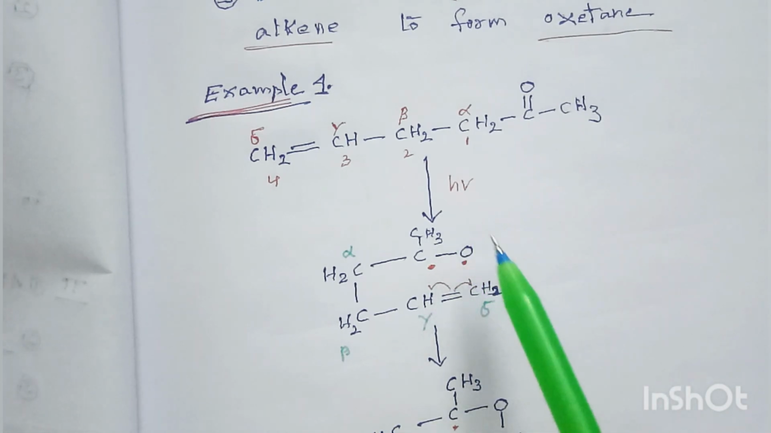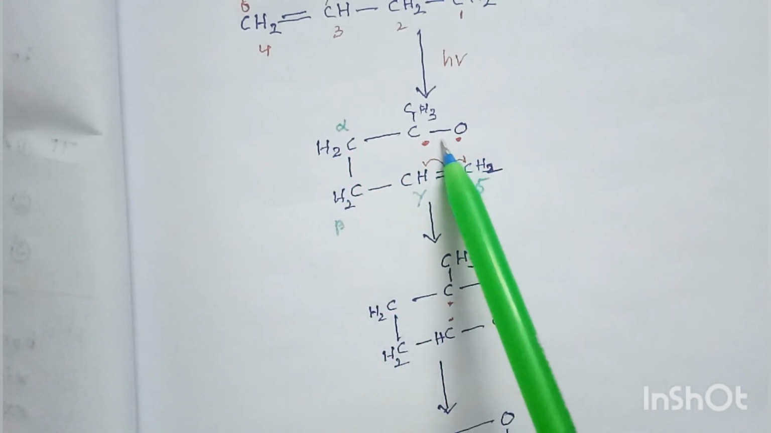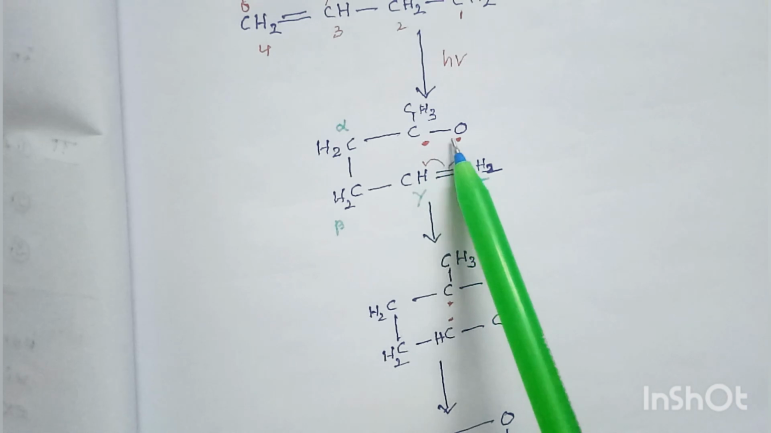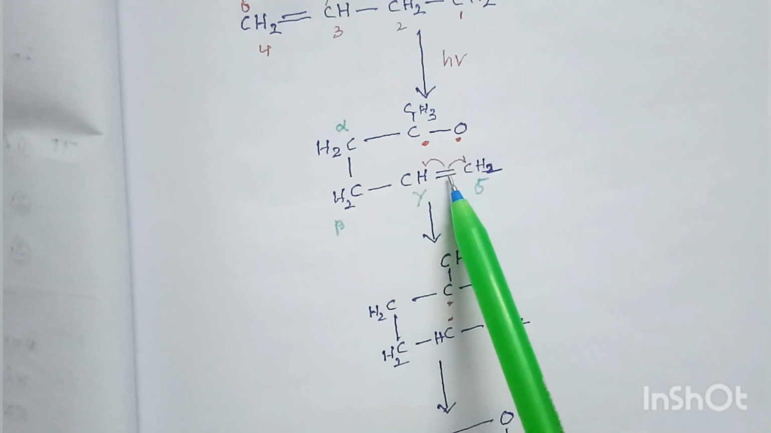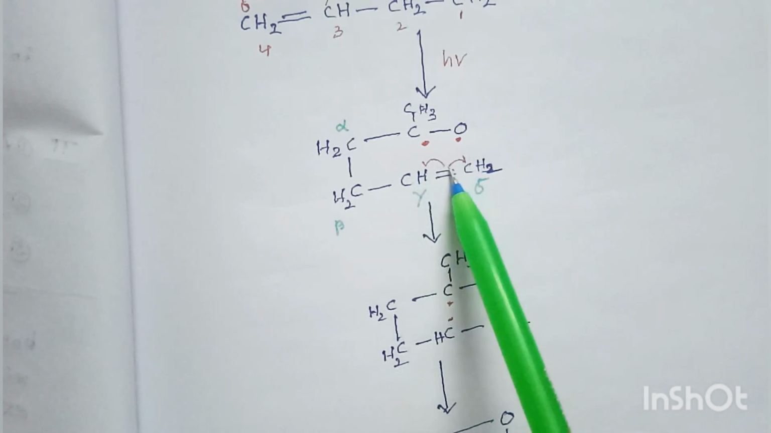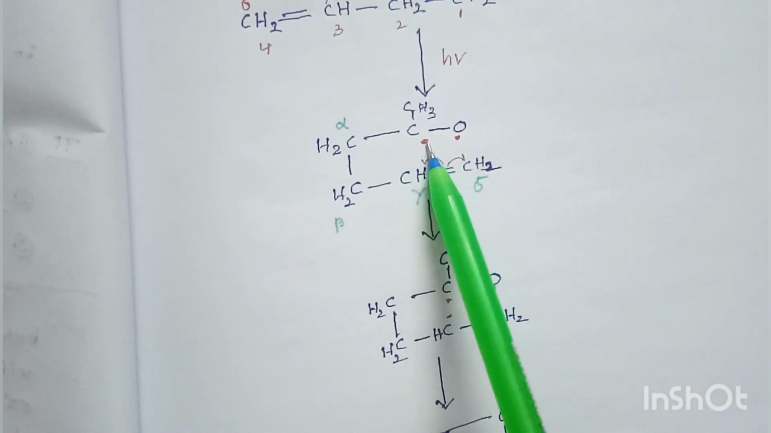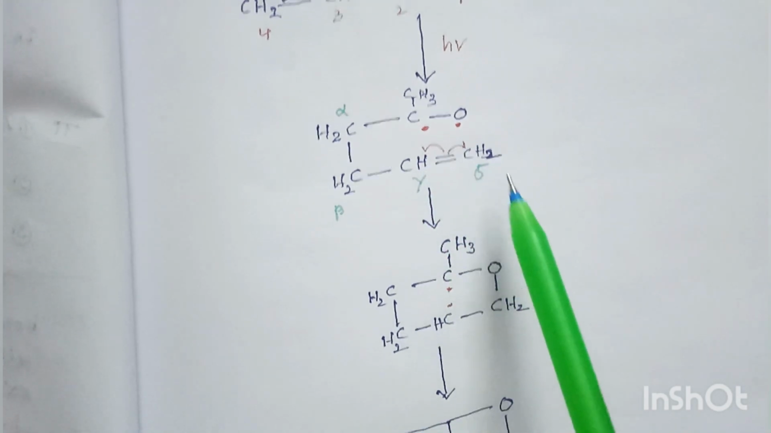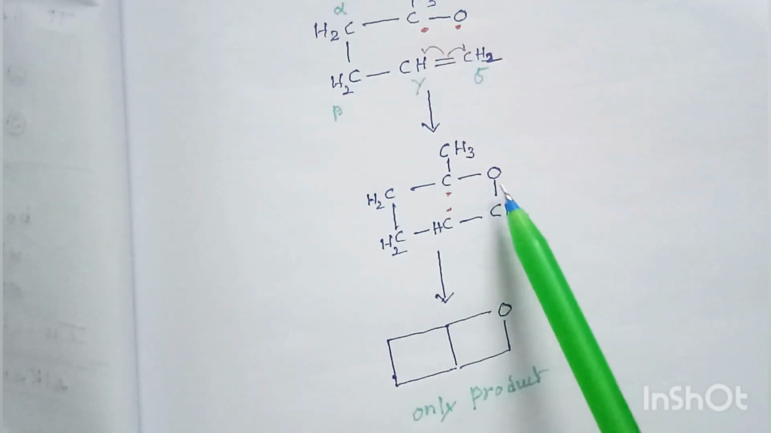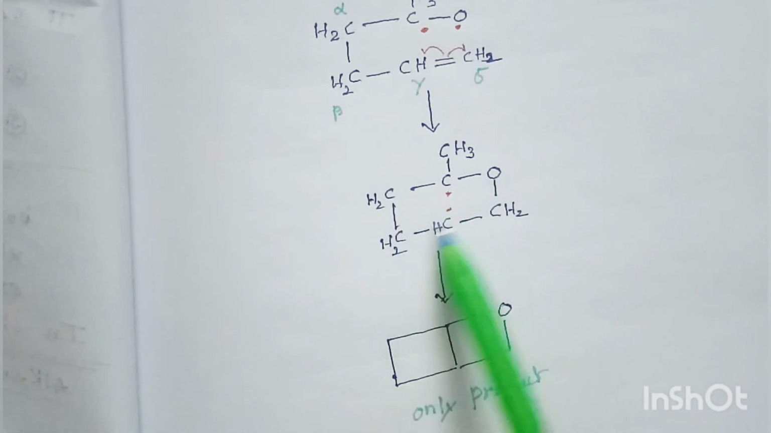Upon irradiation by UV light, in this gamma delta enone, the bond between oxygen and carbon cleaves, giving us two radicals, and the bond of the alkene also cleaves to give us two radicals. This radical on the oxygen and this radical on CH2 join to form a bond. So we get a ring structure.